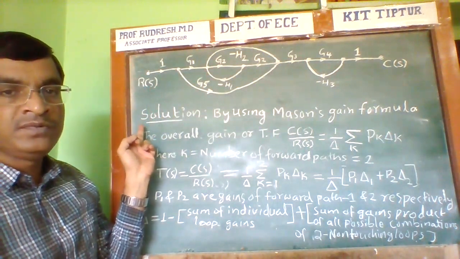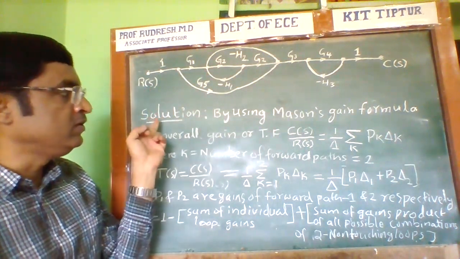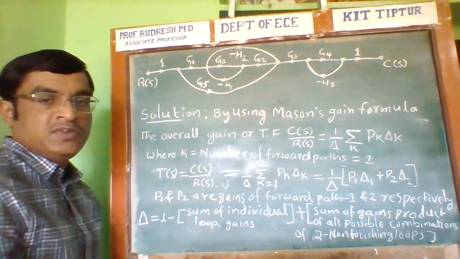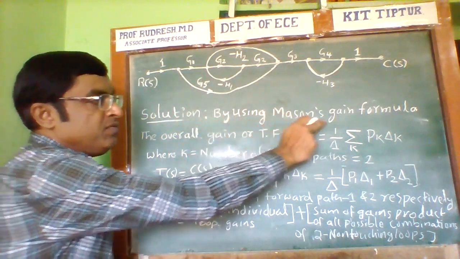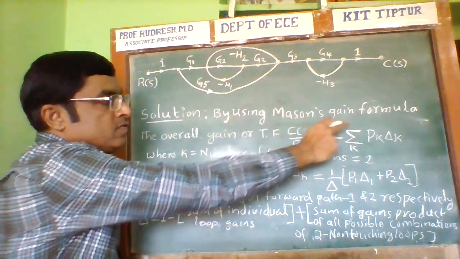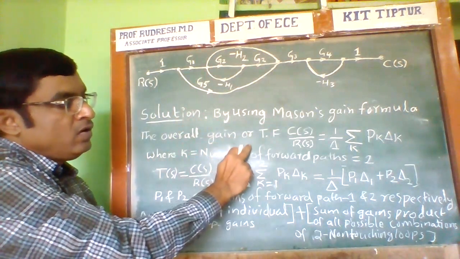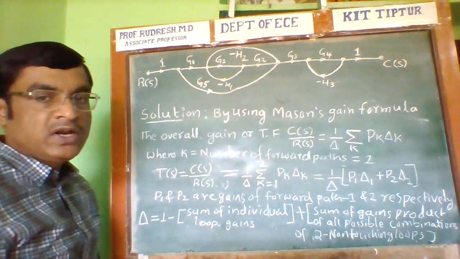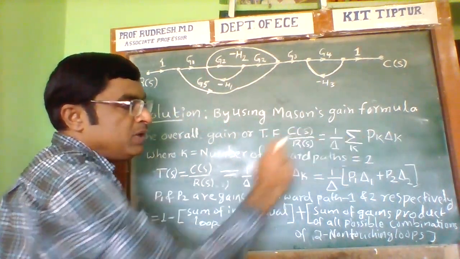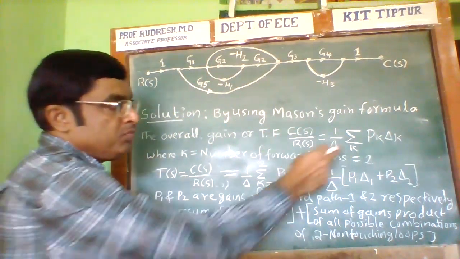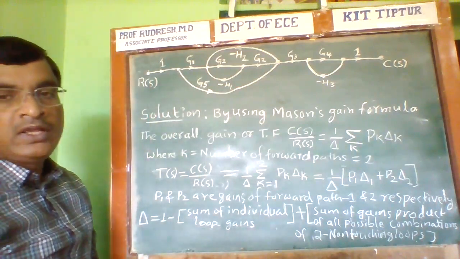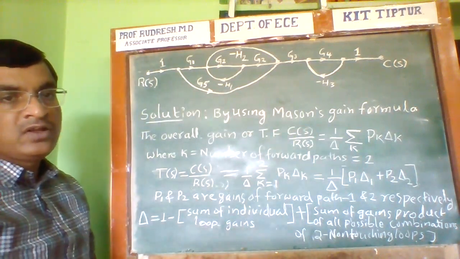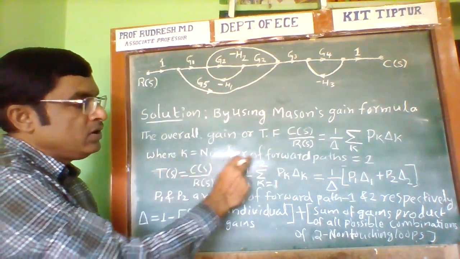The first step is to write the Mason's Gain formula. You are already familiar with the Mason's Gain formula explained in the previous session. By using Mason's Gain formula, the overall gain or transfer function C(s) divided by R(s) is equal to 1 over delta, summation of Pk into delta k. In some books, they use Tk into delta k. You can use any convention, P letters or T letters.